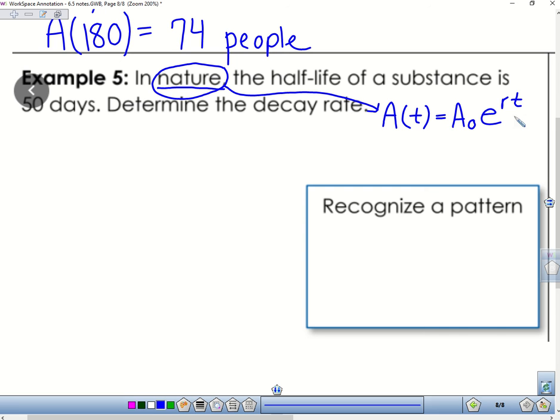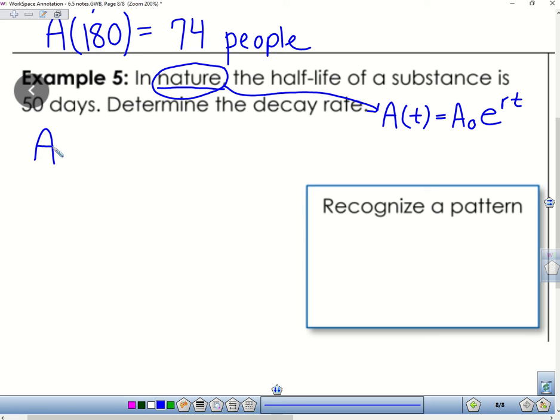But in this case, our rate is going to be negative. Now there are two different ways to deal with this when your rate is going down. You can either make it negative now or you can solve for the negative later. So let me show you how this would work. The half-life of the substance is 50 days, so we have to actually figure out the rate ourselves, by working backwards.